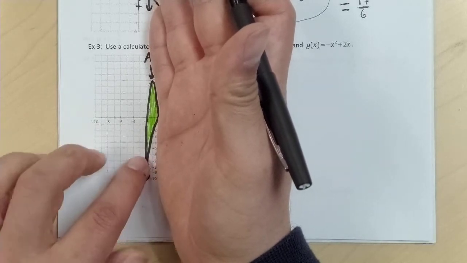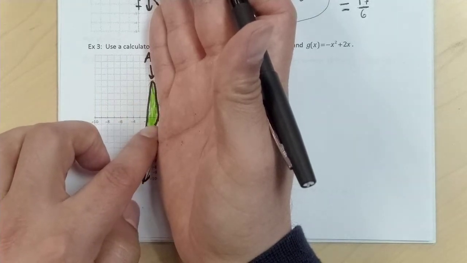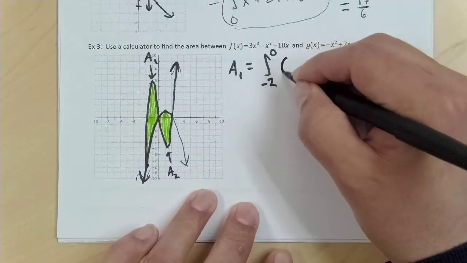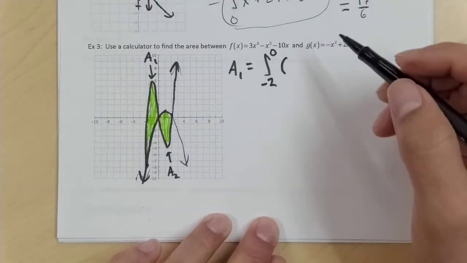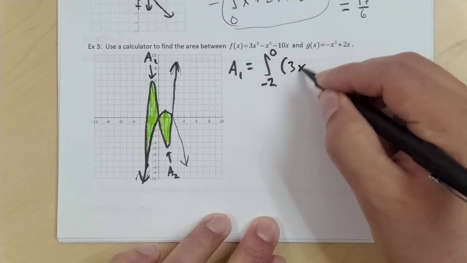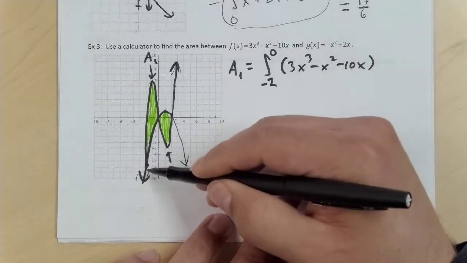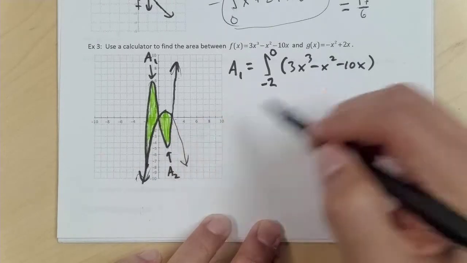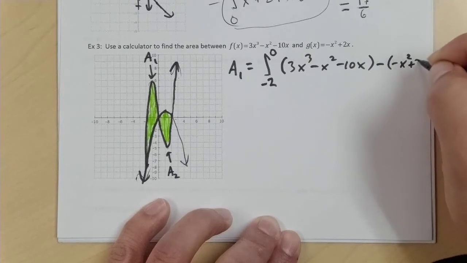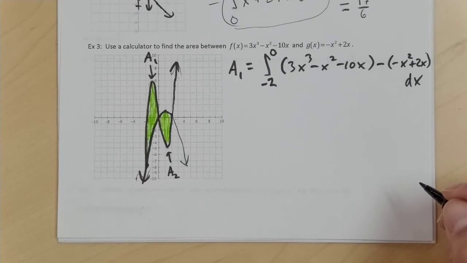Because on this half, it's one curve that is above and one curve that is below, right? What is the curve that is always on top? That was the cubic, right? So 3x cubed minus x squared minus 10x. That's your f of x. Your lower curve was that parabola, so we're going to subtract negative x squared plus 2x. This is the setup right here. Okay?